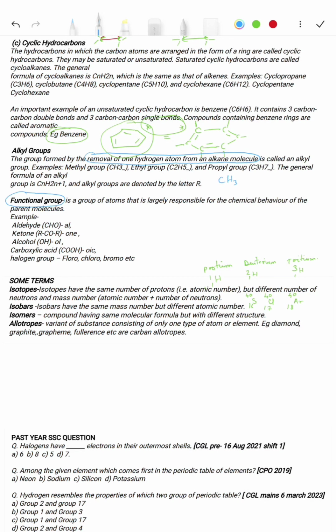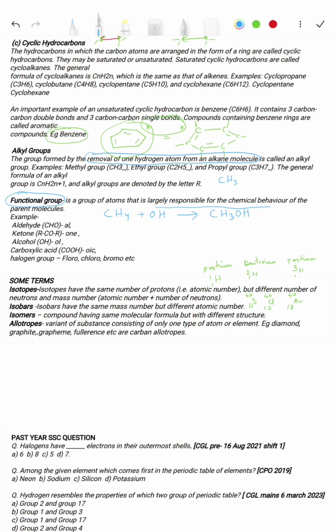Functional group. Functional group is one of the most important topics so far. If you see the past SSC questions, you will see a question from this topic every year. So it is very important. A functional group is a group of atoms that is largely responsible for the chemical behavior of the parent molecule. An example is methane. Methane is a gas. When an alcohol group is attached, it becomes methanol, which is an alcohol and a liquid.